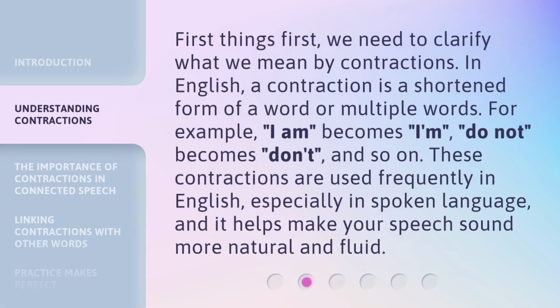First things first, we need to clarify what we mean by contractions. In English, a contraction is a shortened form of a word or multiple words. For example, I am becomes I'm, do not becomes don't, and so on. These contractions are used frequently in English, especially in spoken language, and it helps make your speech sound more natural and fluid.